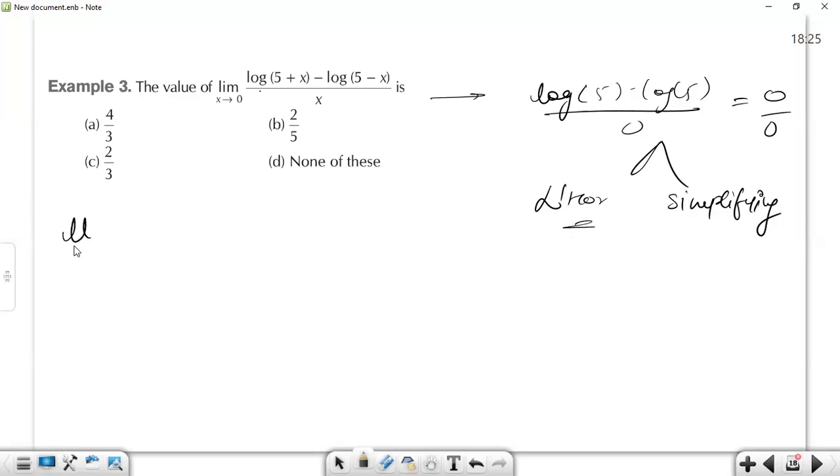Okay. So let us differentiate the numerator first. And we know the derivative of logarithm of f(x) is... Anyone? Are you aware of the formula?